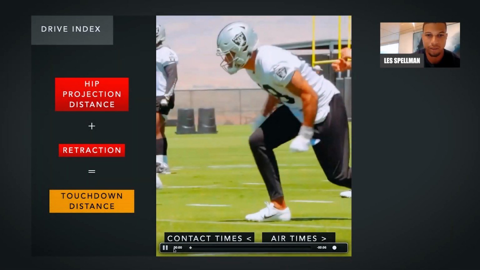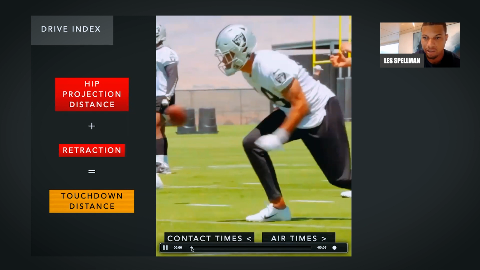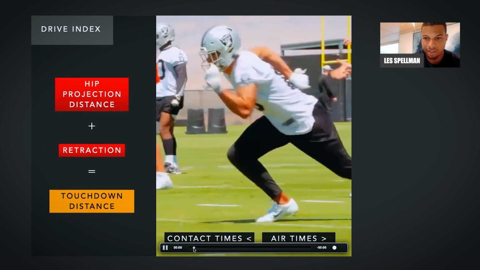So the first thing I'm going to talk about is acceleration and specifically drive index. We're looking at the ability to project the body forward in the first couple of steps. So the first thing we'll look at is hip projection distance. So this is one of our athletes, Keelan Doss, with the Raiders.